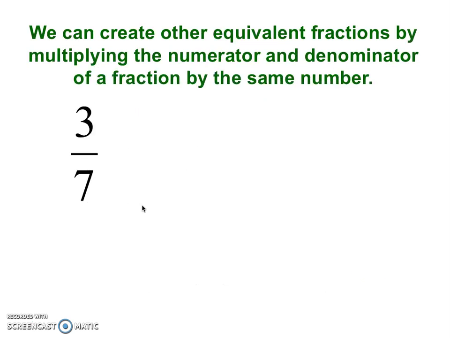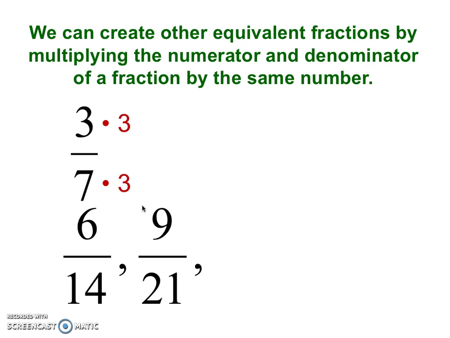But what about if I'm just given a fraction like 3/7 and I need to create other equivalent fractions? I'm going to do that by multiplying the numerator and denominator of a fraction by the same number. All right? So if I want to find an equivalent fraction to 3/7, I could just multiply the top and bottom both by 2. And I would get 3 times 2 is 6, 7 times 2 is 14, so 6/14. If I need another equivalent fraction, I can just multiply both top and bottom by 3. 3 times 3 is 9, 7 times 3 is 21, so 9/21.